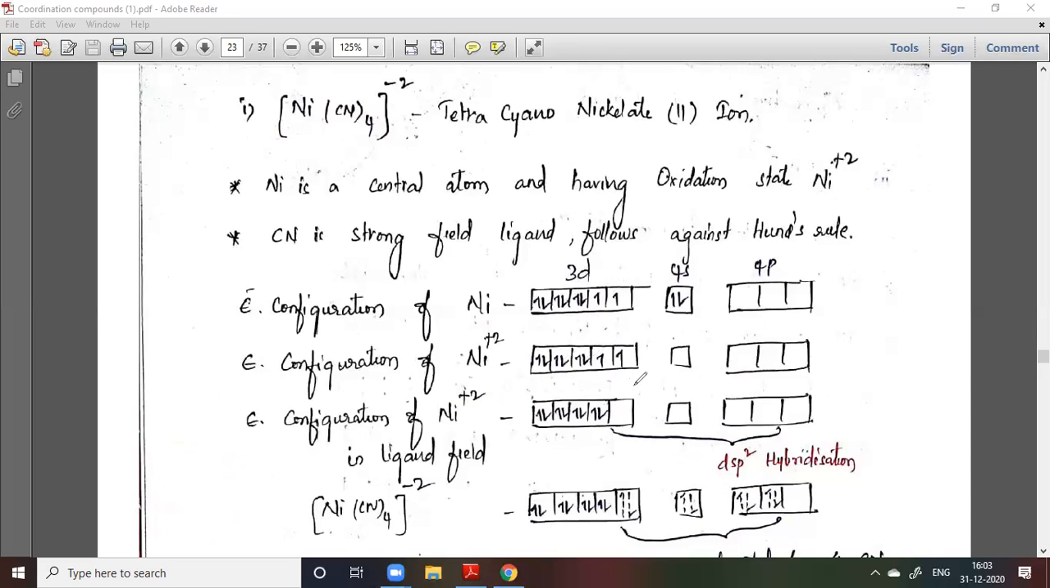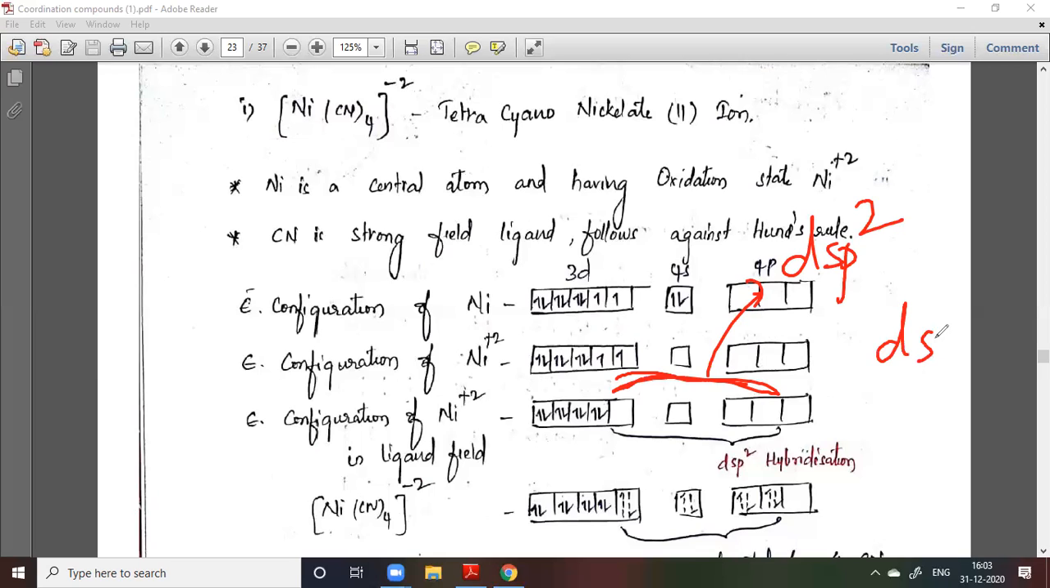Now it can undergo the hybridization, which is dsp2 hybridization. Here dsp2 hybridization is possible because there is one vacant d orbital here, and then s and p. Here sp3 is not possible, because the d orbital comes before it. So here there is a possibility of dsp2. Hence the geometry will be square planar.